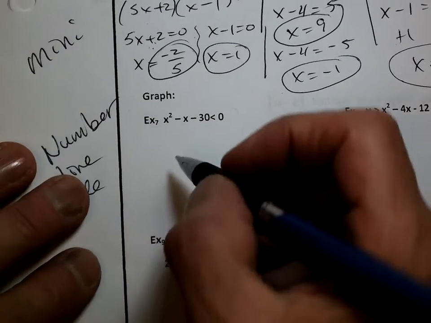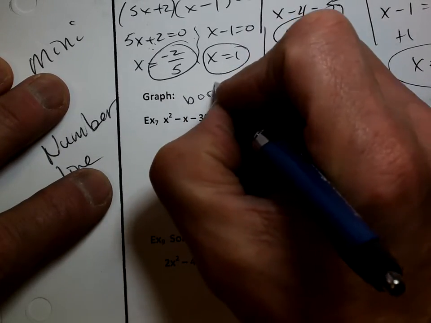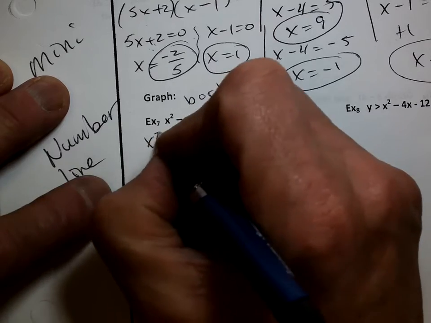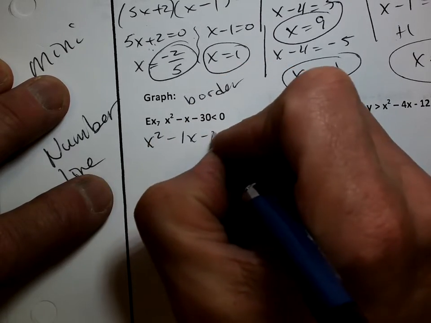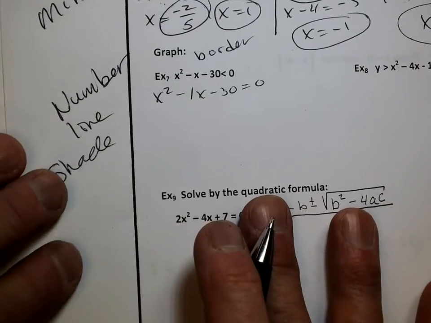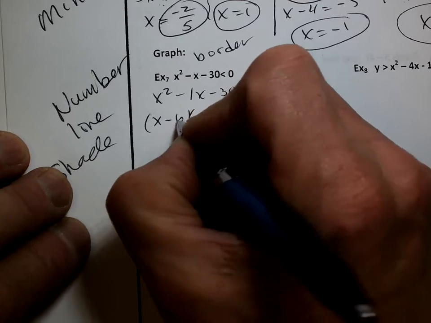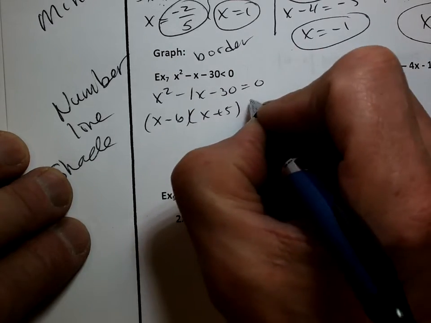It's awesome. So let's find our border points first. My border points: x squared minus 1x minus 30 equals 0. Set it equal to 0 to find our border points. Parentheses, parentheses. x minus 6, x plus 5 equals 0.